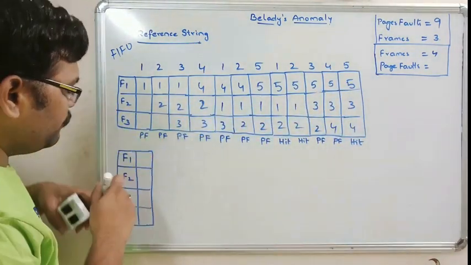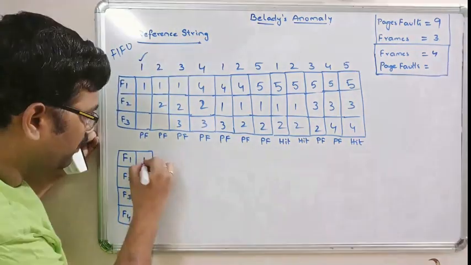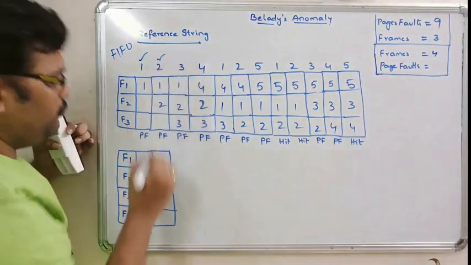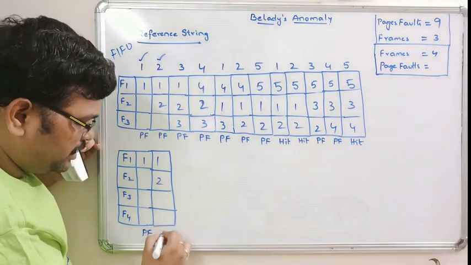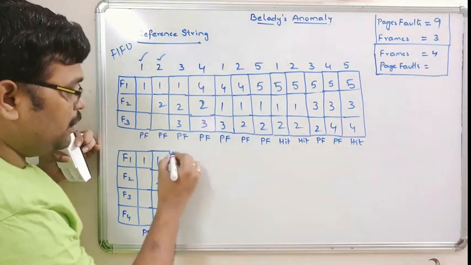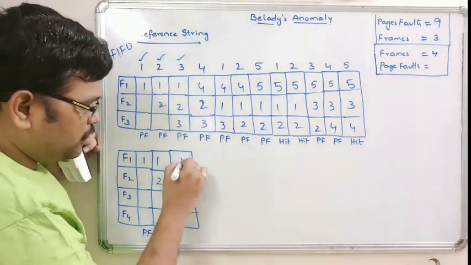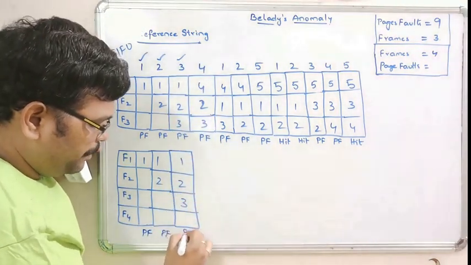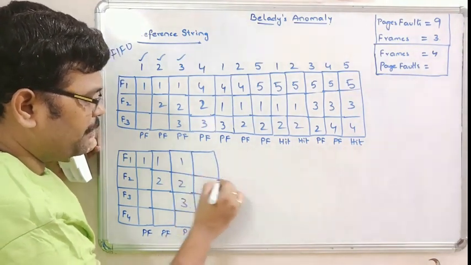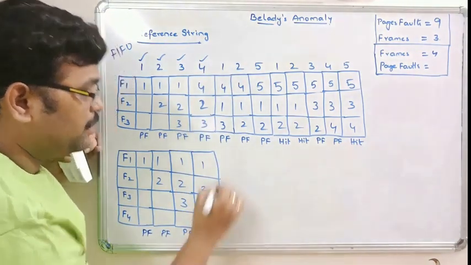So let us check. Take the first one: again it is a page fault because it is not available. Coming to the second one, 2 is not available, so again it's a page fault. We have to load it into main memory. The third is also not available, again a page fault. Fourth one, 4 is also not available, again a page fault.